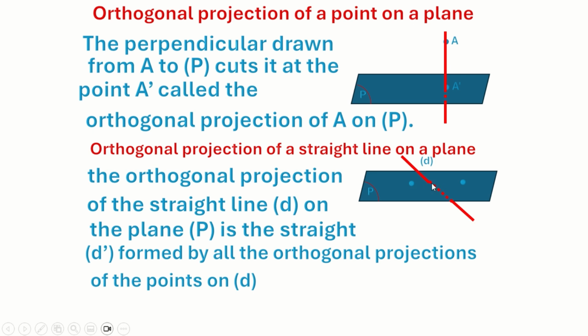The orthogonal projection of the intersection is the point itself. Then the orthogonal projection of D is the straight line passing through this point, this one, and this one. D prime is called the orthogonal projection of D on plane P.